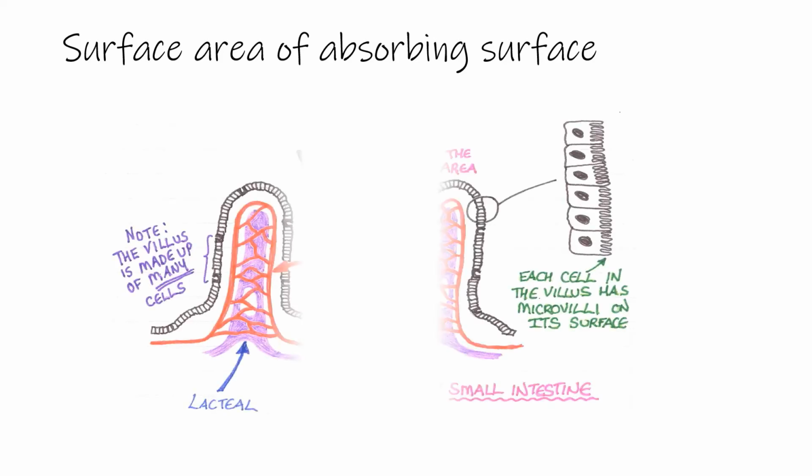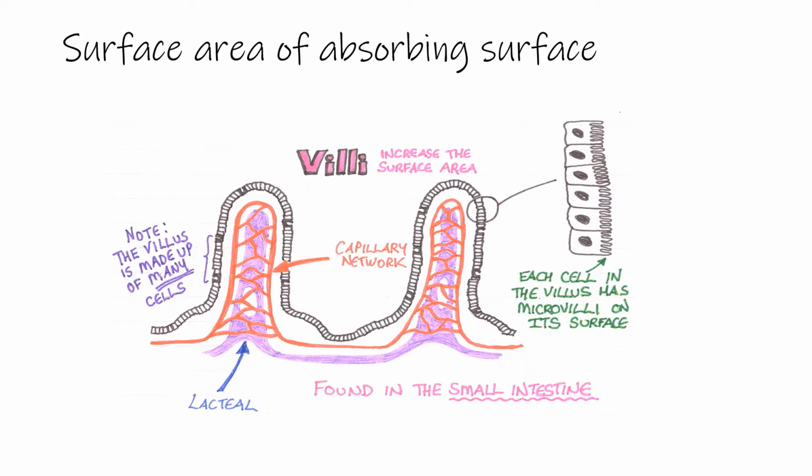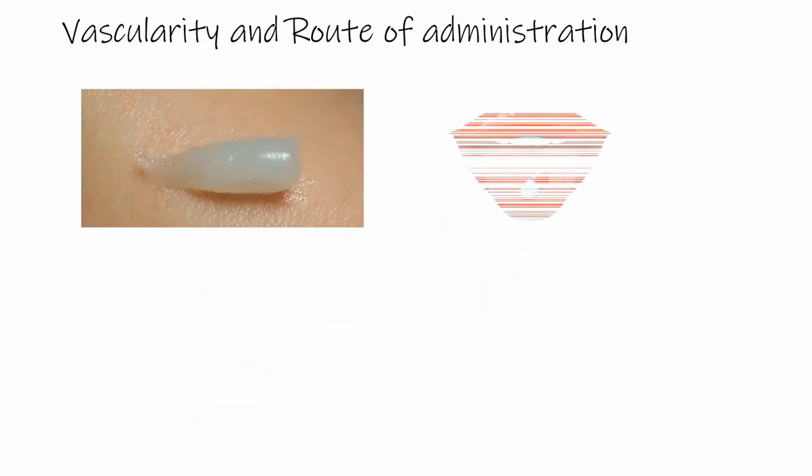A small number of cells in a small area will absorb a small amount of drug, but a large number of cells in a small area will absorb a large amount of drug. Example, villi. Next up, vascularity and route of administration.